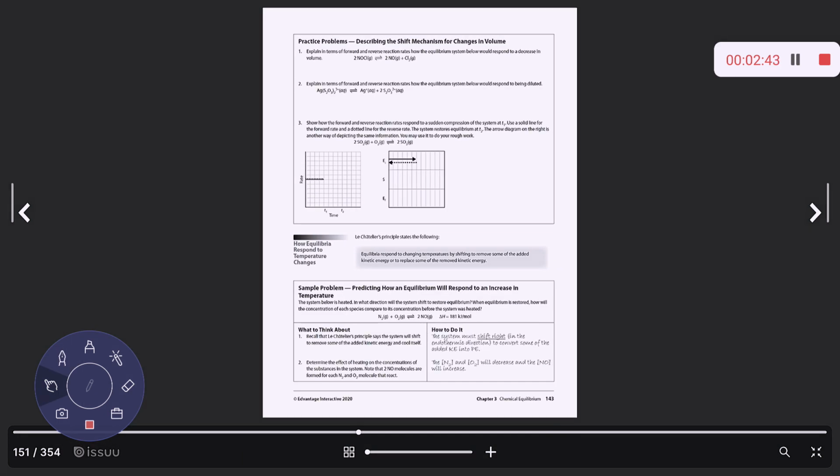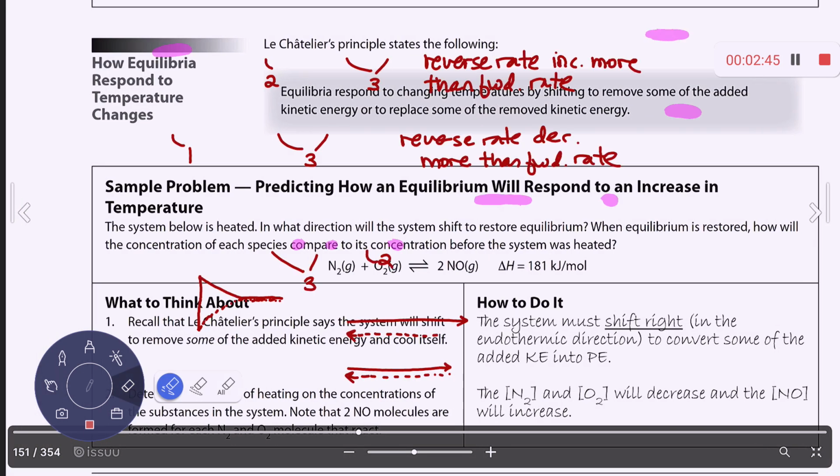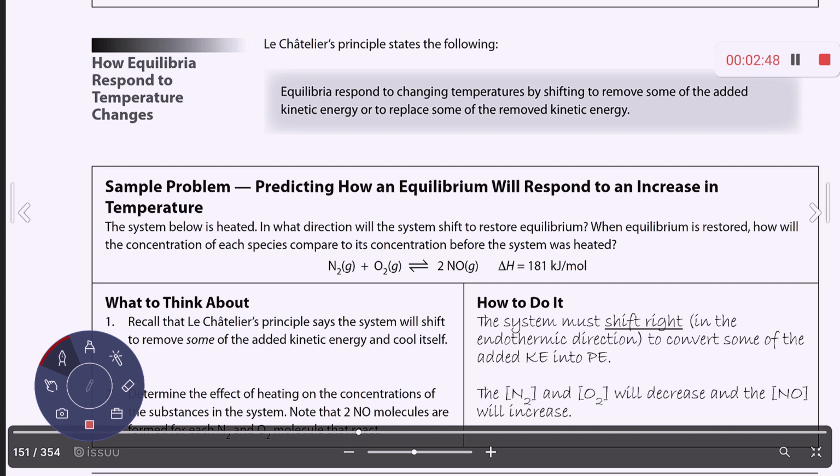So let's take a look at temperature changes, and then endothermic and exothermic processes are going to affect which direction we shift to. So they're going to be giving you a delta H value either after the equation or within it. Okay, so a system at equilibrium will respond to a change in temperature by shifting to remove some of the added kinetic energy, meaning the added heat, or to replace some of the removed kinetic energy.